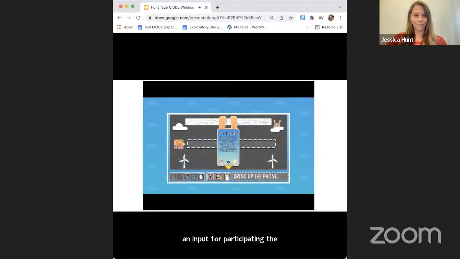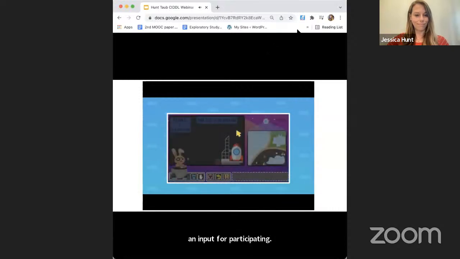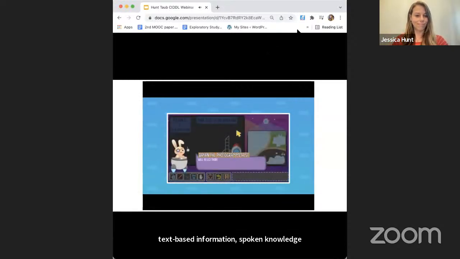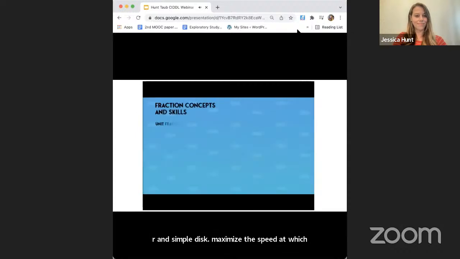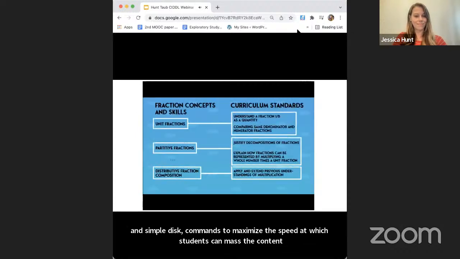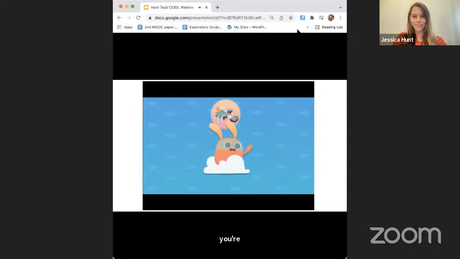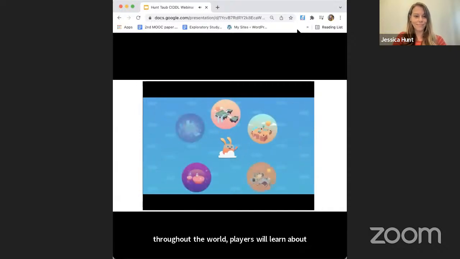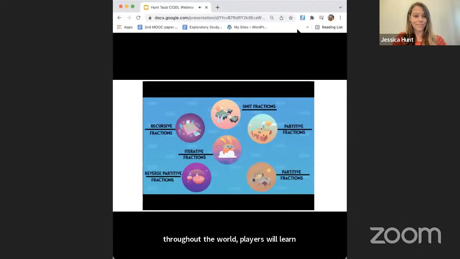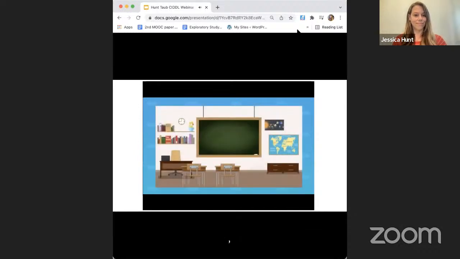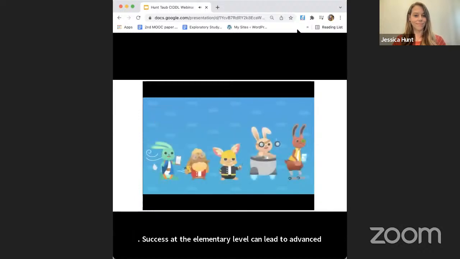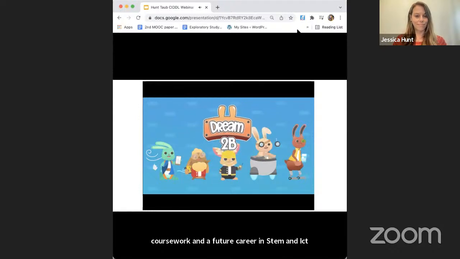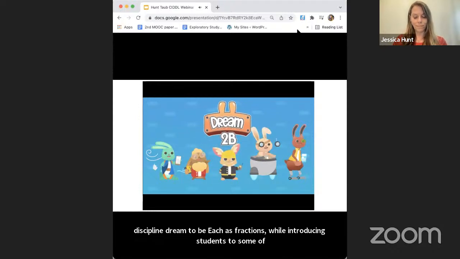The game also includes multimodal information, including text-based information, spoken audio overlays, and color and symbol-based conveyance strategy to maximize the speed at which students can master the content. Throughout the world, players will learn about different conceptual understandings of fractions. Success at the elementary level can lead to advanced coursework and a future career in STEM and ICT discipline. Dream to Be teaches fractions while introducing students to some of the fastest growing STEM and ICT careers.